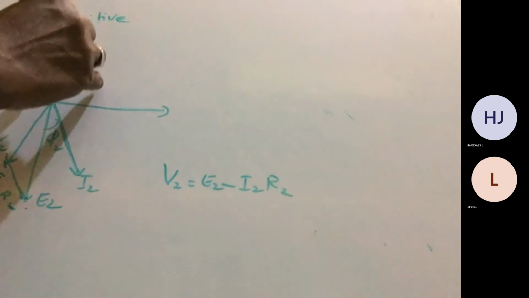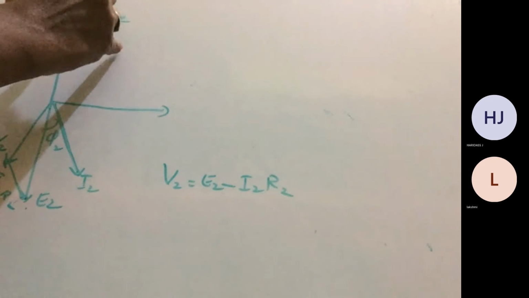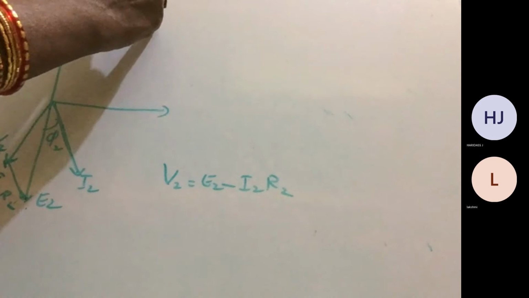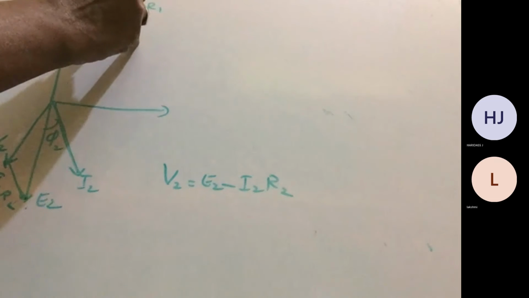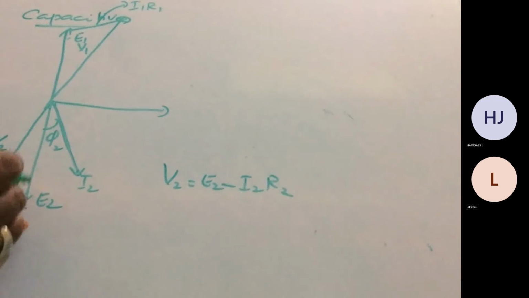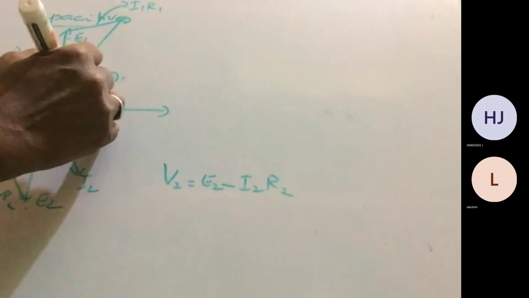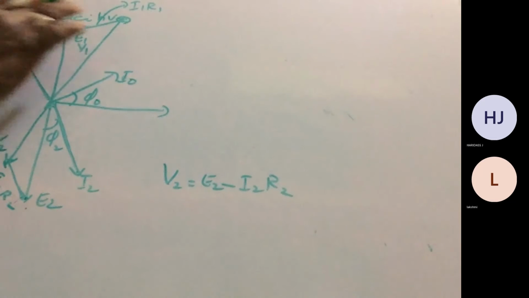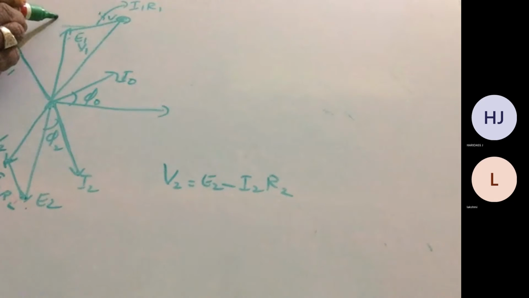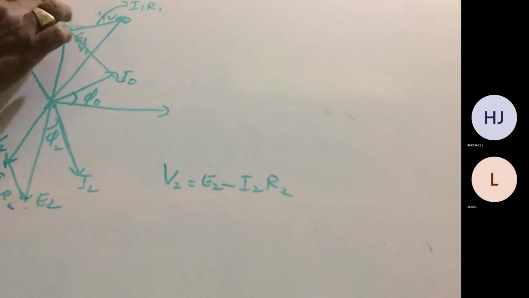Similarly, you have to project E1. Then we can take I1 R1, which gives V1. Here phi 2 is in this direction, so you project phi 2 dash in this direction. I0 lags by an angle phi naught. To project or draw the parallelogram, you can get I1. If you have drawn the parallelogram, we get that.